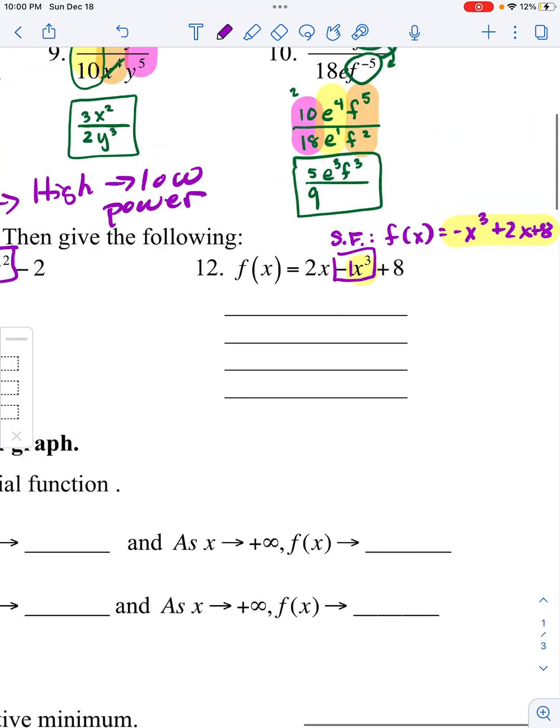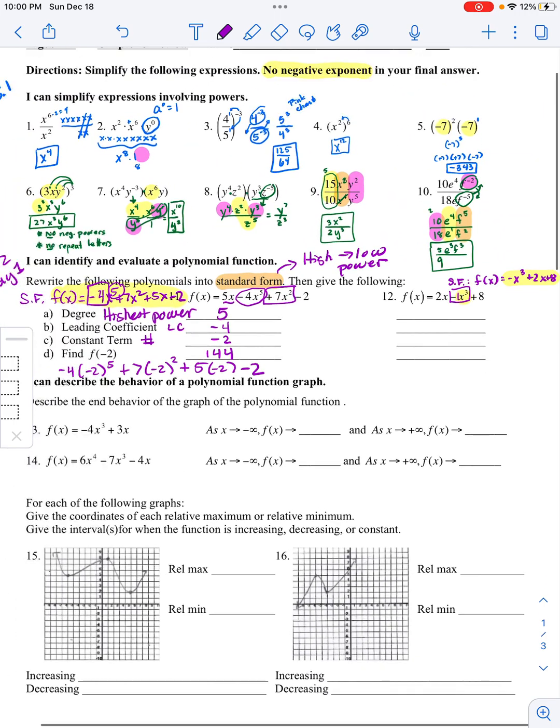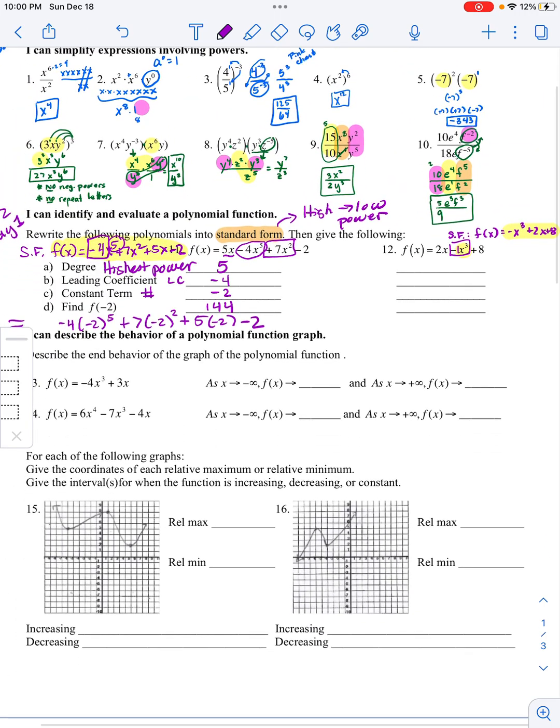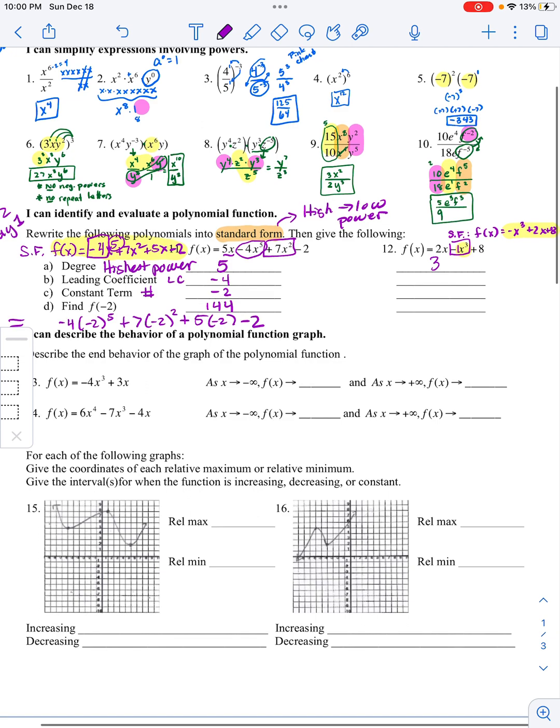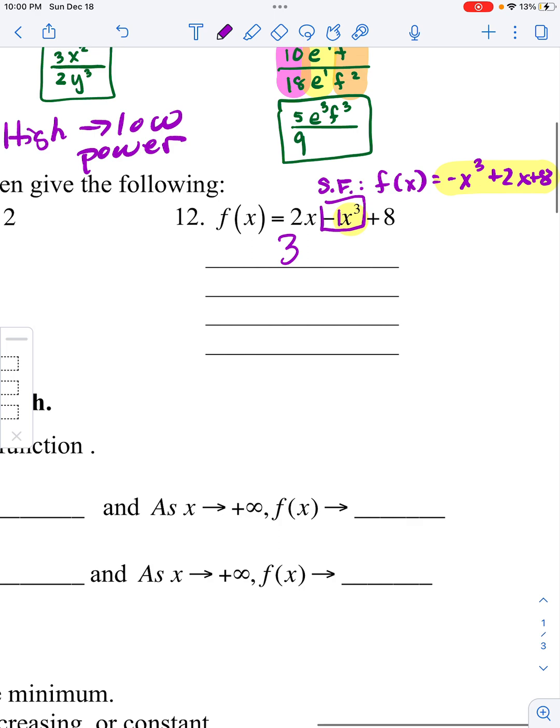All right, my degree is going to be my highest power, so that is going to be a 3. My leading coefficient is going to be the number in front, and so that's actually a negative 1. Then it asks for the constant. The constant is the number because it's constantly that number. It's never going to change. It doesn't have a variable with it, so positive 8 or just 8.